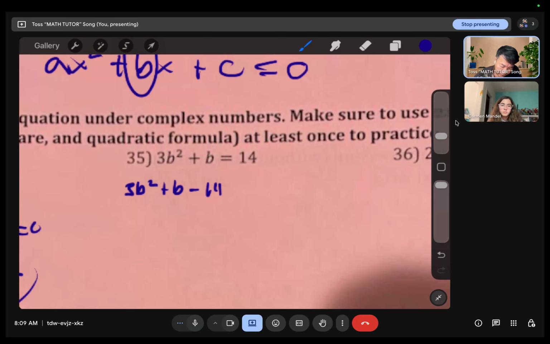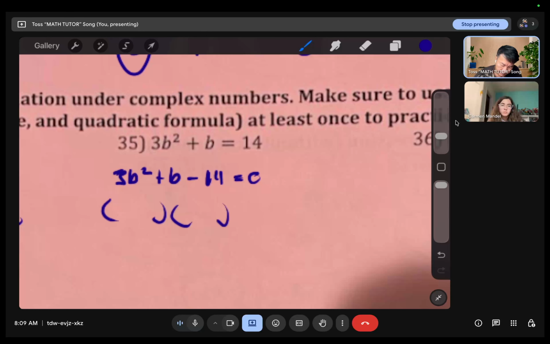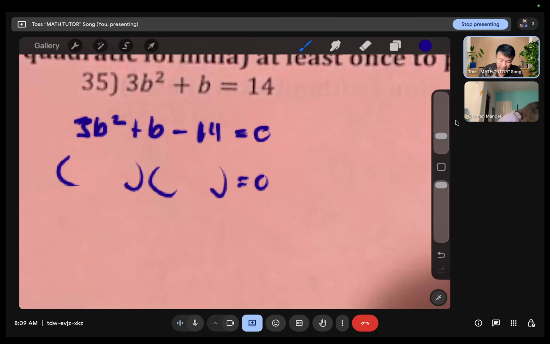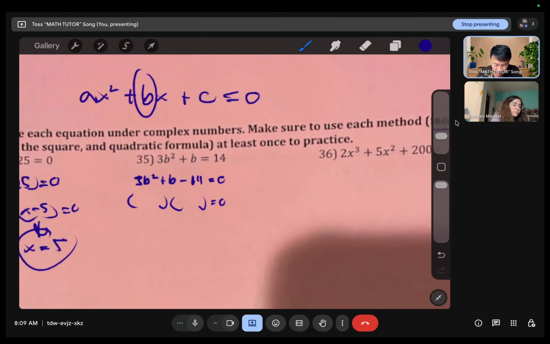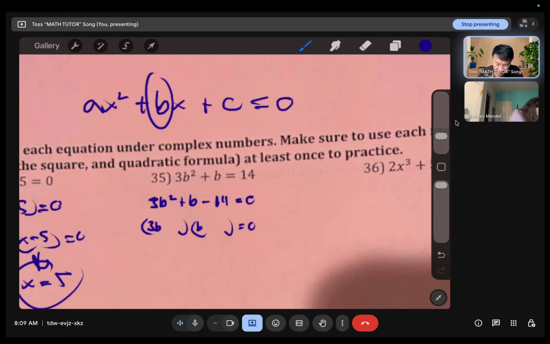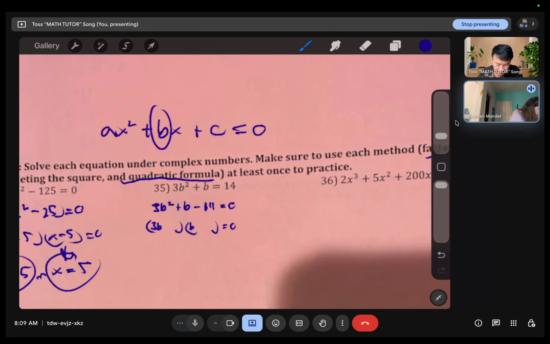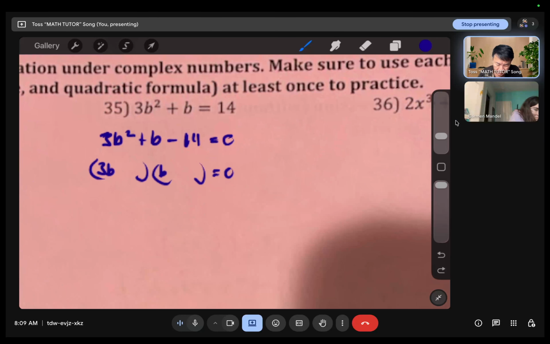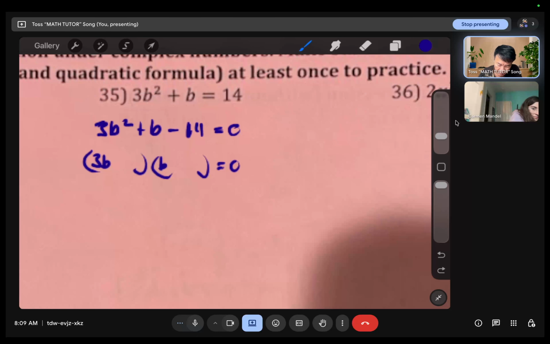Subtract both sides by 14 to get a 0 on the other side, like that. And then try by factoring right away, or quadratic formula. You can do quadratic formula here, but let me double check. You eventually have to do it, you know that, right? But let's try this by factoring.